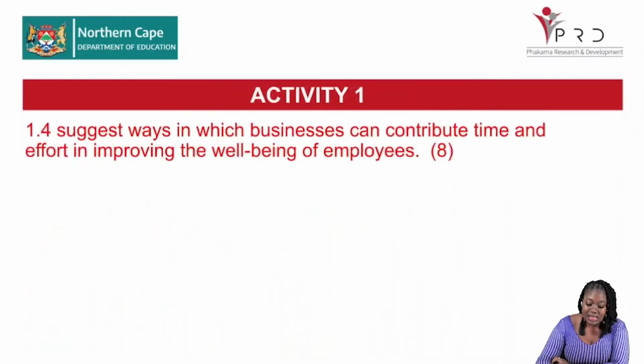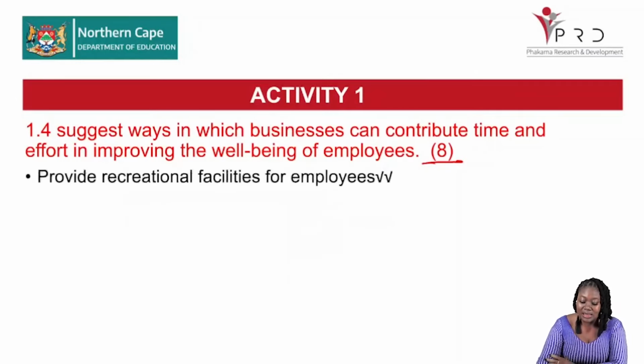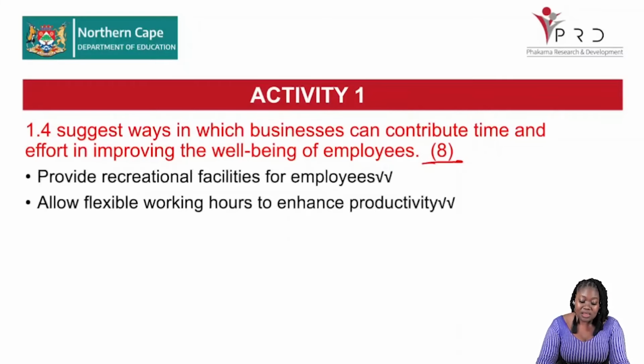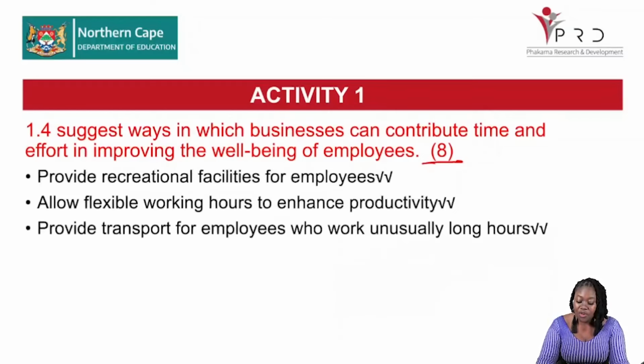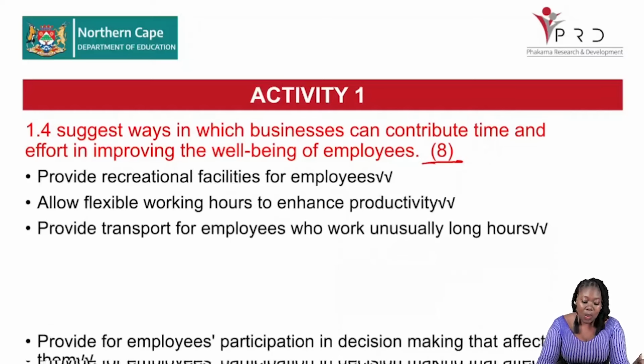Okay. And then this is our last part of the activity. So the question says, suggest ways in which businesses can contribute time and effort in improving the well-being of employees for 8 marks. So let's look at our solutions. What is it that businesses can do? We discussed this, that businesses can provide recreational facilities for employees. So for mentioning that, you get 2 marks. And then businesses can also allow flexible working hours in order to enhance what? Productivity. And then businesses can provide transport for employees who work unusual long hours.